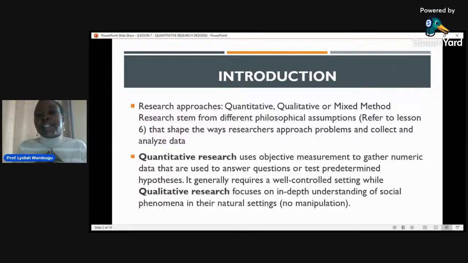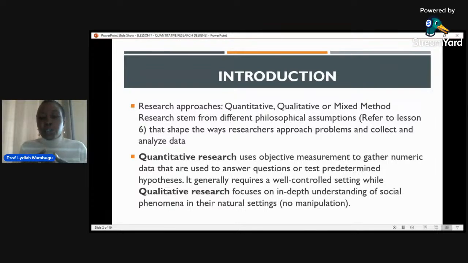But if I'm conducting qualitative research, I will go to where the phenomenon is. There is no controlling the environment. It is where the phenomenon is, and that is the difference between the two. And again, qualitative focuses on in-depth investigation of a phenomenon, in-depth understanding. You want to have an in-depth understanding by collecting narrative data.